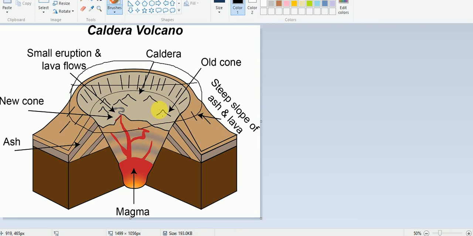See, this is a small old cone. Now it is not erupting. This is another old cone. Once it was erupted, and this is an active cone. Now it is erupting. So inside this depression you will find so many smaller cones, and this type of volcano is known as caldera volcano. Remember, caldera is a large bowl-shaped volcanic depression more than 1 kilometer in diameter.